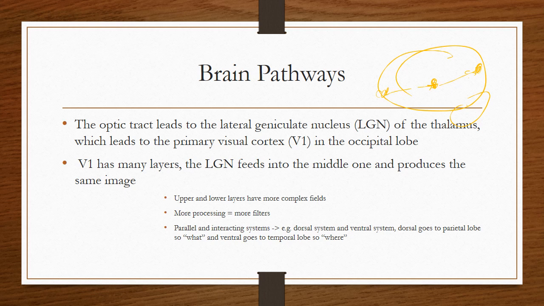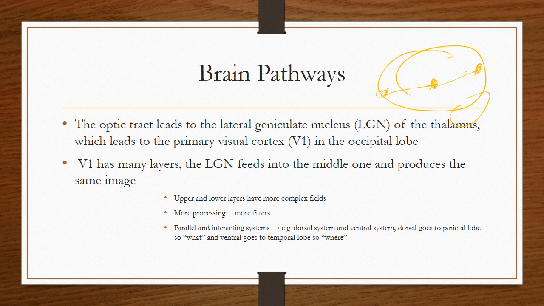So it has a pretty big path. And in general, the eye pathway, the vision pathway, has a pretty big path. V1 has many, many layers. The lateral geniculate nucleus actually feeds into the very middle one, and in the middle one, it produces the exact same image as was on the retina.